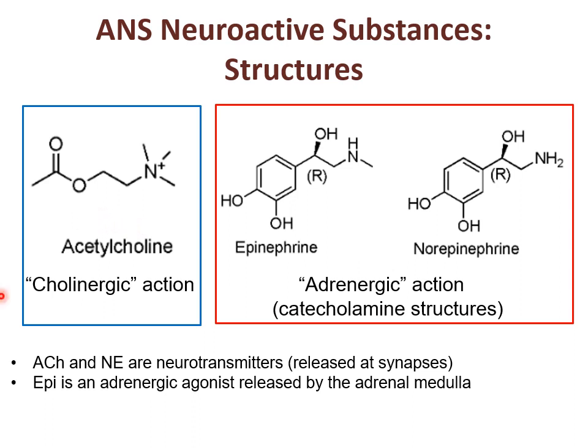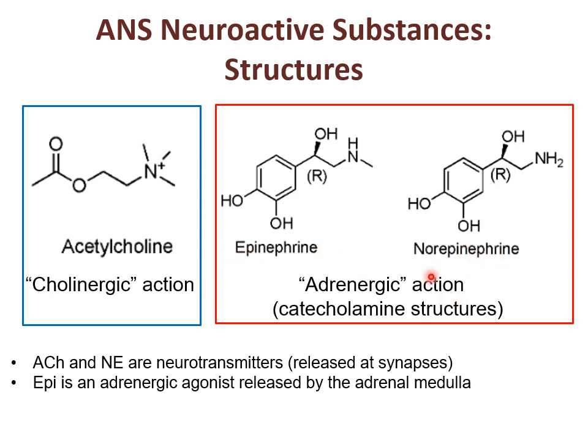So here's acetylcholine, the cholinergic neurotransmitter. You see it's a really very simple molecule. This is the acetate, and this is the choline part of it. Okay, and then we have adrenergic neuroactive substances.